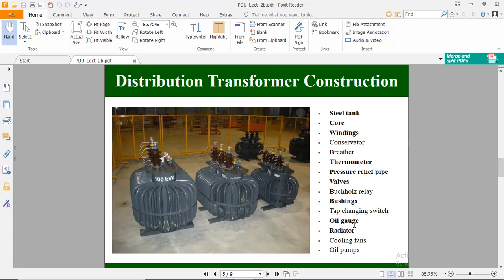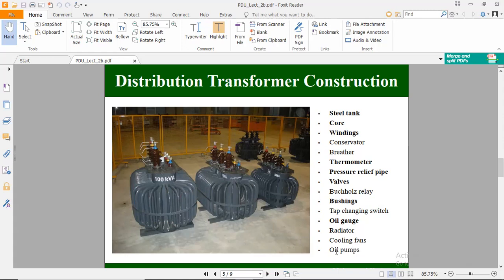Now oil gauge is a parameter which provides an indicator of the level, how much oil is available in the transformer. Radiator, the part which radiates heat, and the mechanism which cools down the transformer. Cooling fans are also a kind of air blast mechanism to cool down the transformer. These fans are placed outside these fins to cool down the core of the transformer and cool down these fins.